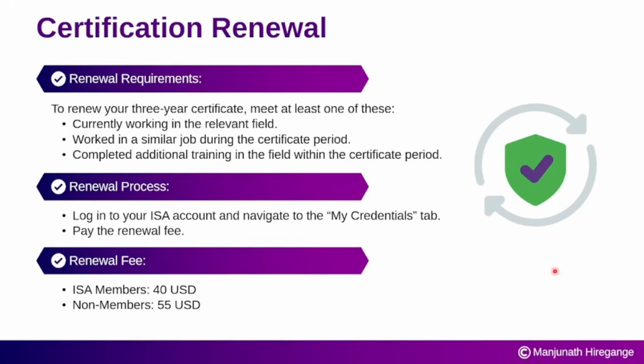And then certification renewal. Once you obtain the certificate, it is valid for 3 years. After 3 years, you have to meet at least one of these: currently working in the relevant field, worked in a similar job, or complete additional training in the field within the certificate period if required. The renewal process is very simple. You go to your ISA account, navigate to the My Credential tab, and pay the renewal fee. For ISA members it is 40 USD, and for non-members 55 USD.